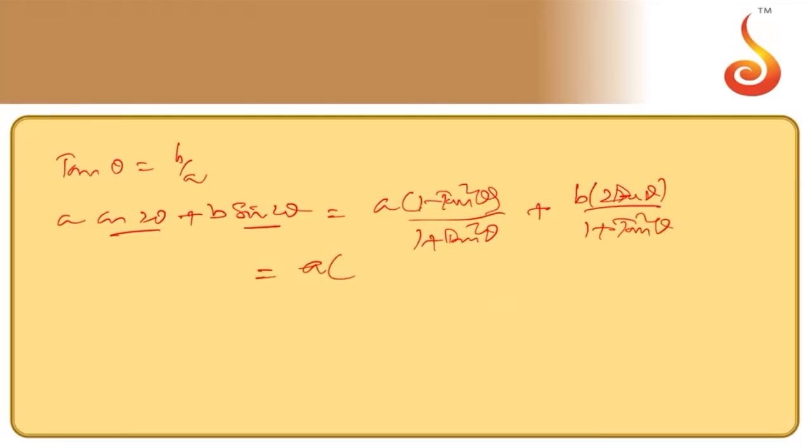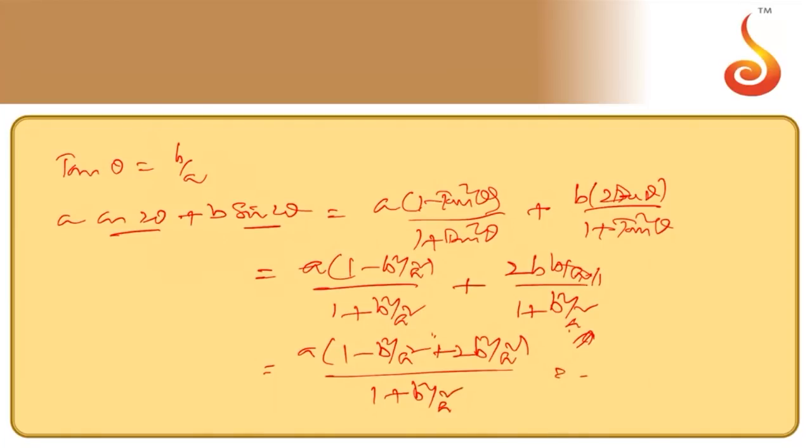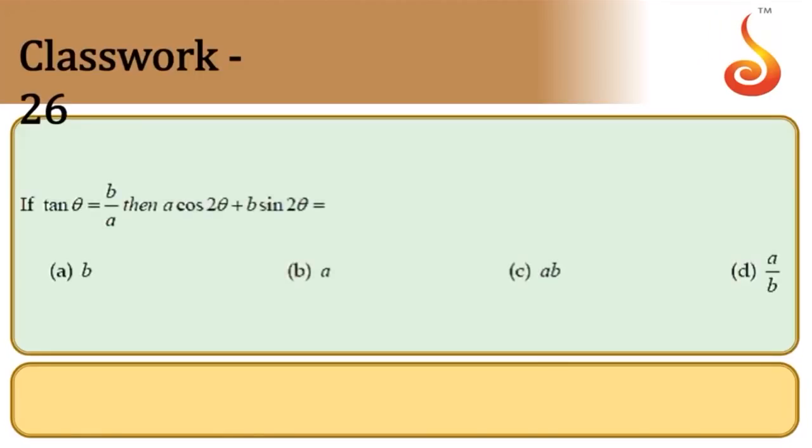So as tan theta is b by a, tan squared theta is b squared by a squared: 1 minus b squared by a squared divided by 1 plus b squared by a squared, plus 2b multiplied by b by a divided by 1 plus b squared by a squared. Why don't you take the LCM? When I take the LCM, a squared comes to the numerator. So a multiplied by 1 minus b squared by a squared plus 2 times b squared by a squared, divided by 1 plus b squared by a squared. Simplifying, these get cancelled, and you will get the required answer. So the answer happens to be a.